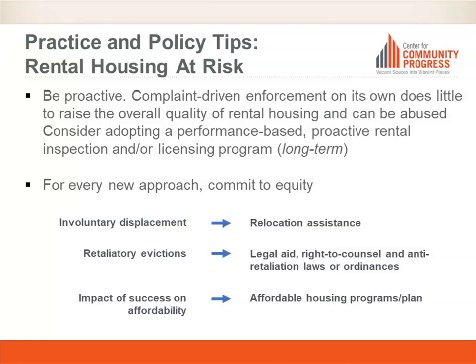For everything we do to regulate rental property, we need to understand, will it result in involuntary displacement? And do we need relocation assistance programs? Will retaliatory evictions rise? And do we have the connections with legal aid? Do we have right to counsel laws or anti-retaliation laws or ordinances? And how will our success in building up safer, healthier neighborhoods impact affordability? And are we connected to affordable housing programs or plans?